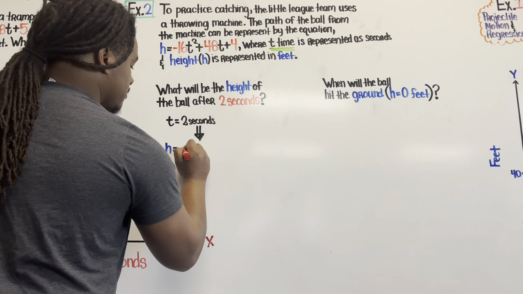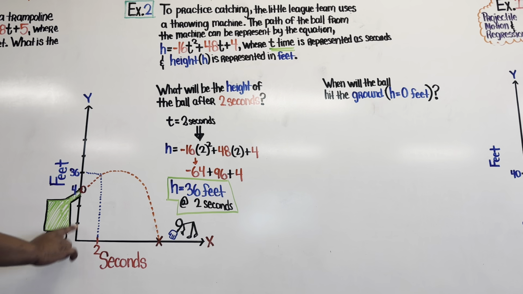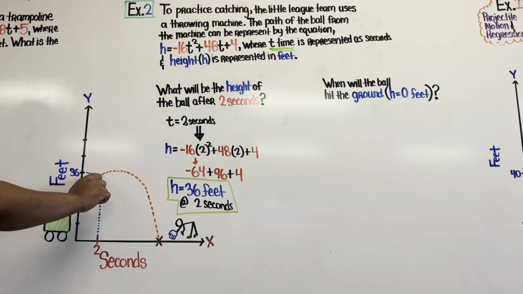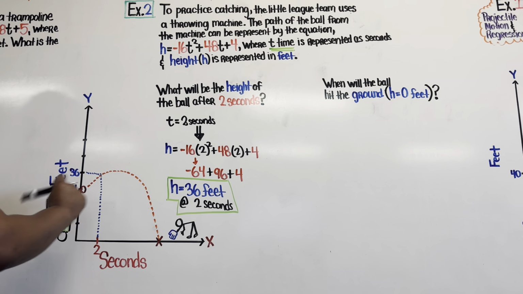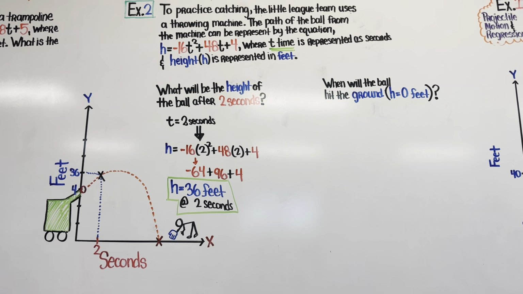So let's say that 36 feet is here, so it's this high at 2 seconds. Let's say 2 seconds is here. So it's saying that at 2 seconds, after it's being projected out of the machine, the height of the ball is going to be 36 feet.